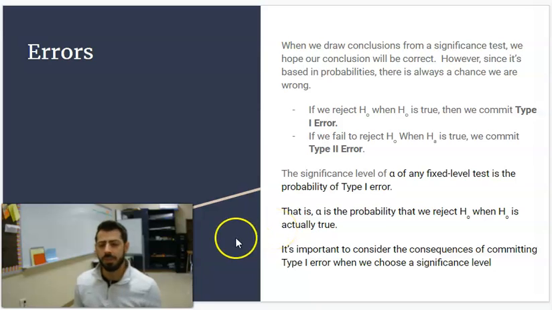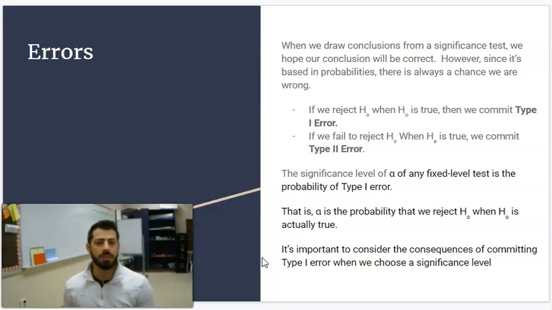Now, it's always important to consider the consequences of committing this type of error when you're choosing your significance level. For example, in this example, if we commit type 1 error, if we say he's lying when he's not, then the stakes are very low. It wouldn't be too hard to imagine a type of scenario in which the stakes are very high.